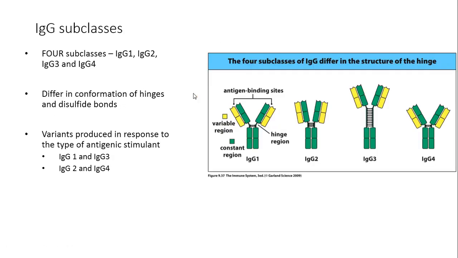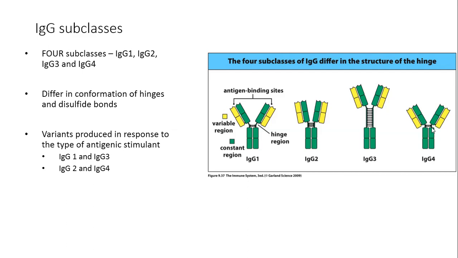And we alluded to in our first lecture on this that there are 4 subclasses of IgG molecules: IgG1, IgG2, IgG3, and IgG4. How they vary is really in the hinge region. If you look at the illustration, this is a great illustration of the hinge region of all of them and how they vary. They have different conformational structure in the disulfide bonds, particularly at the hinge.